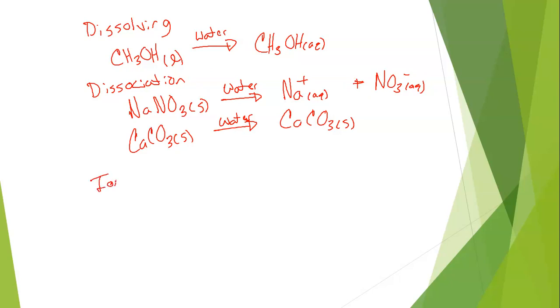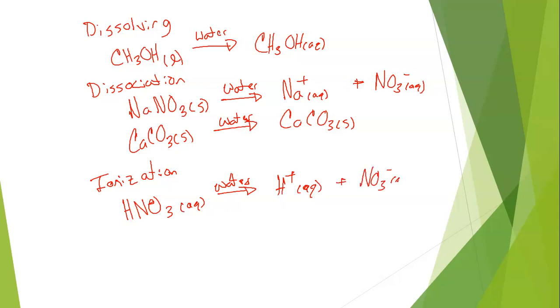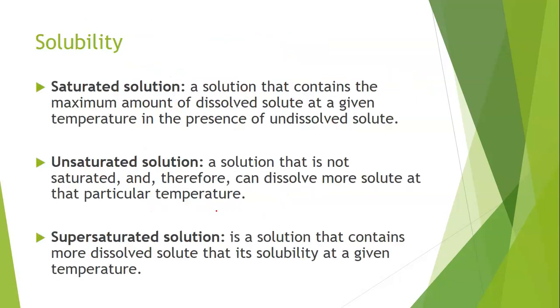Last one is ionization, and that is reserved for acids. An example would be nitric acid. When you mix nitric acid into water, it becomes H plus and nitrate ions. So there's your different terms for the different situations.